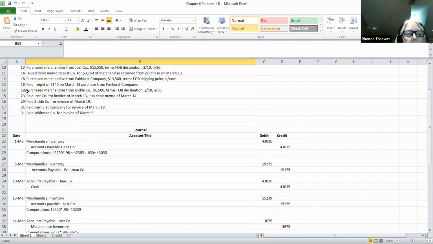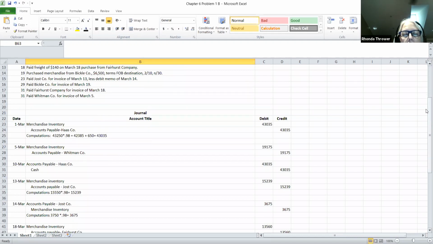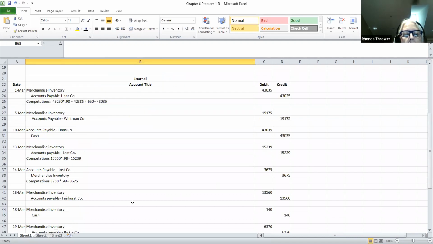On the second March 18th transaction, we paid freight charges of $140 on the March 18th purchase from the Fairhurst Company. Remember, on the first March 18th, it says it was FOB shipping point. That means we have to pay the freight. So we're paying the freight carrier. And what we do, if it's FOB shipping point, listen closely here, we're going to add it back to the cost of our merchandise inventory. We're going to credit our cash because we're paying the shipping company. The amount of the shipping was $140.